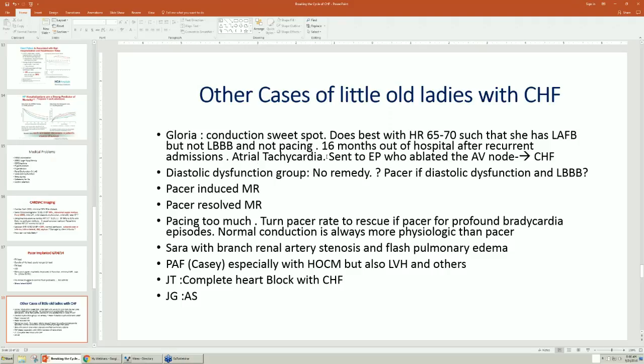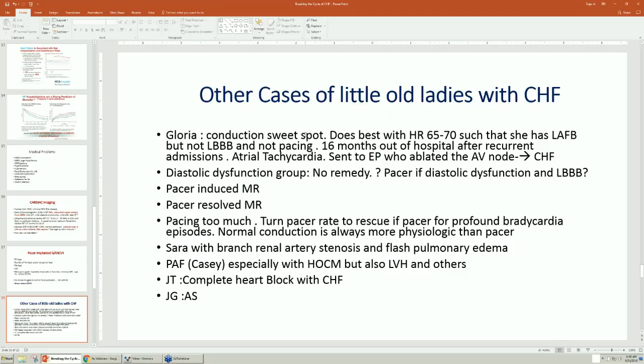We sent her to, and this is the problem, you've got to really communicate with your EP guy. And I called the EP guy, but he was very busy, and we talked about her, and I wanted him to ablate the atrial tachycardia. But when he got her there, he ablated the AV node. And by ablating the AV node, that solved the problem with the atrial tachycardia, but it totally did away with the sweet spot.